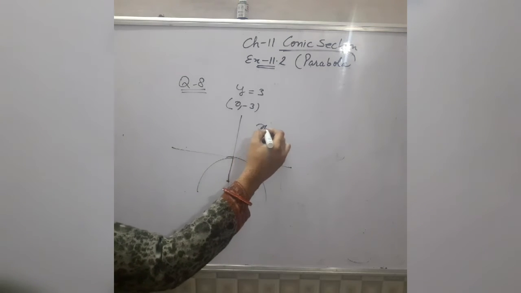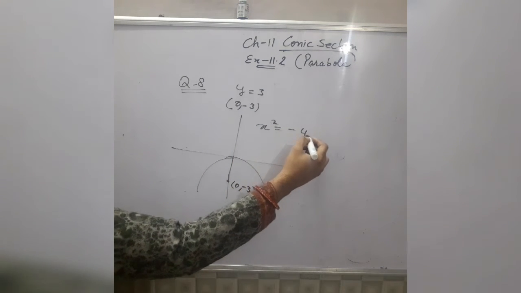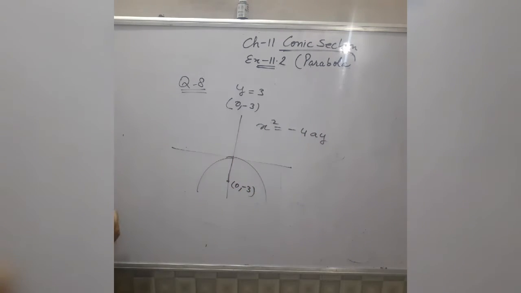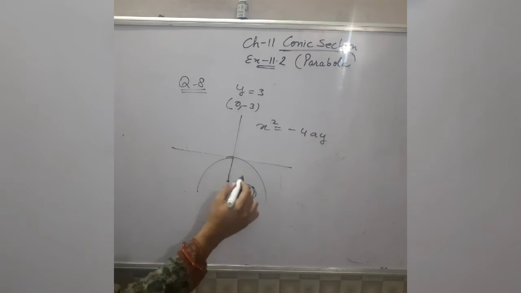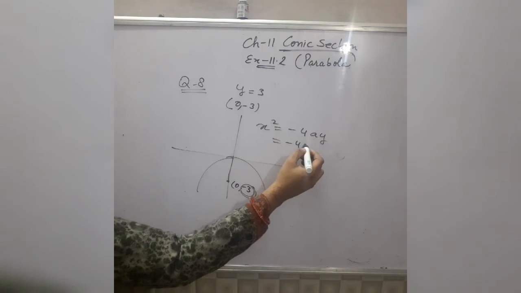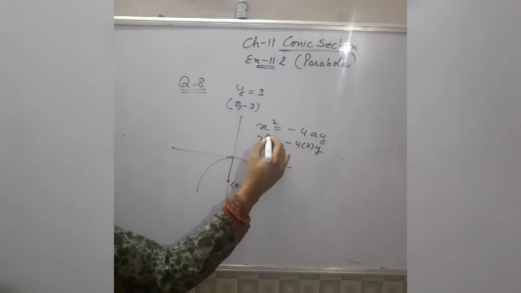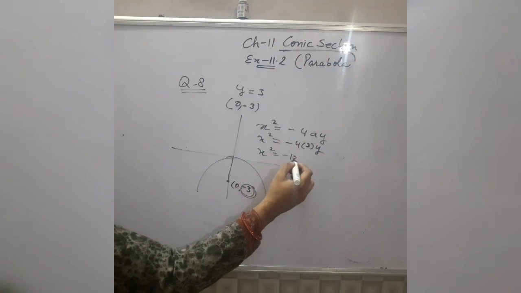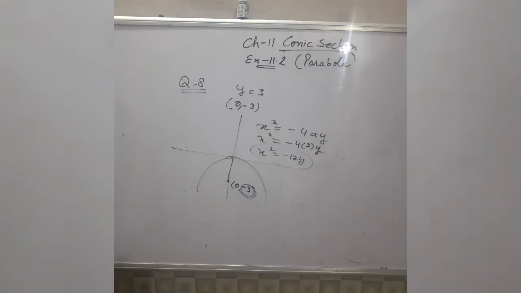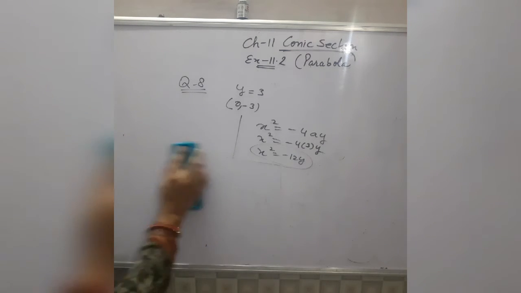And always for a downward parabola the equation will be of this type: x square is equal to minus 4ay. What is a? Sorry, a is 3. In place of a write down 3, so you will get x square is equal to minus 12y. This is the equation of the parabola. So this is question number 8. Now see the next question.